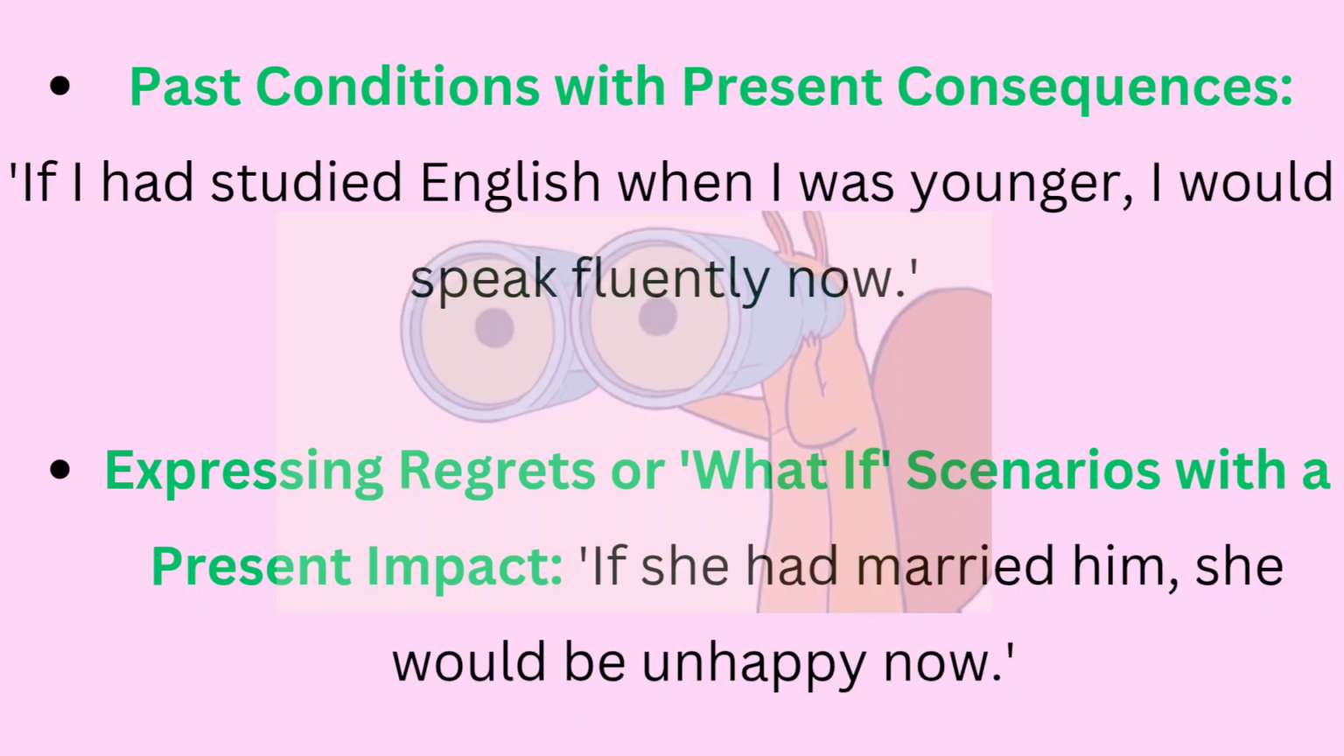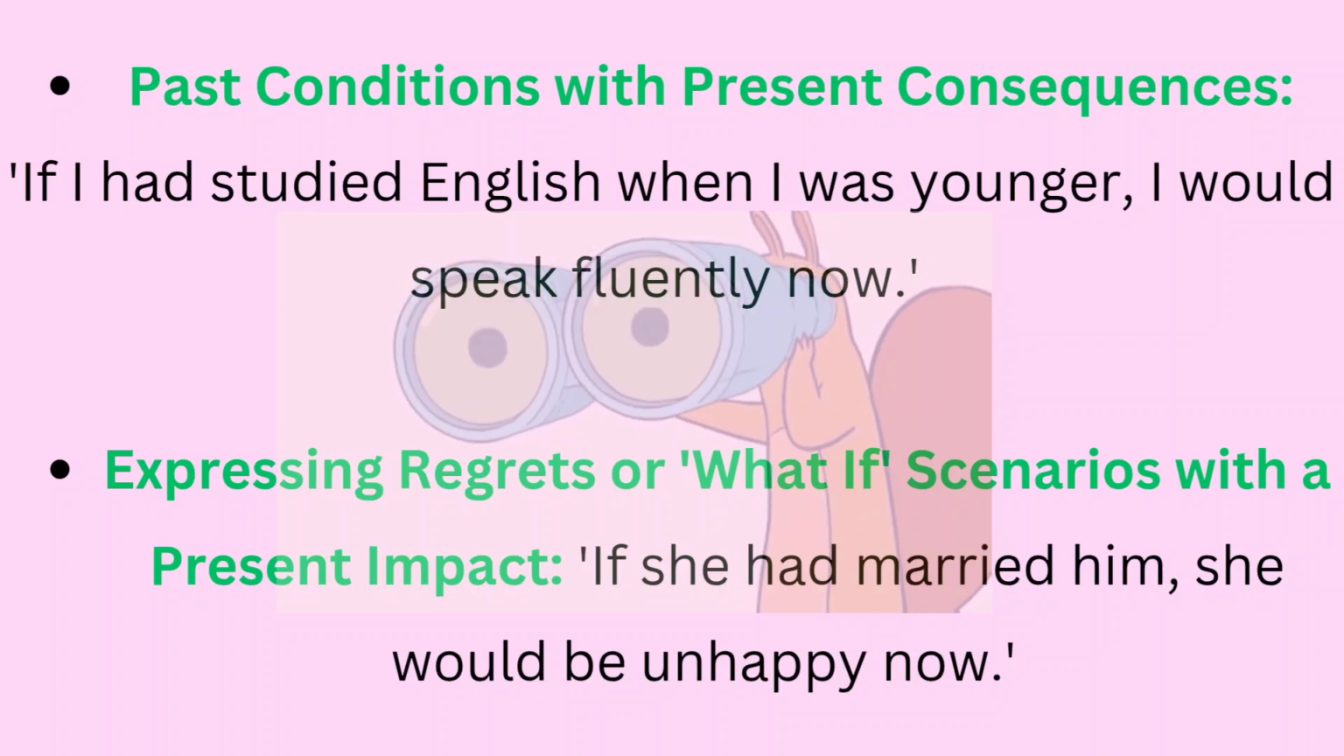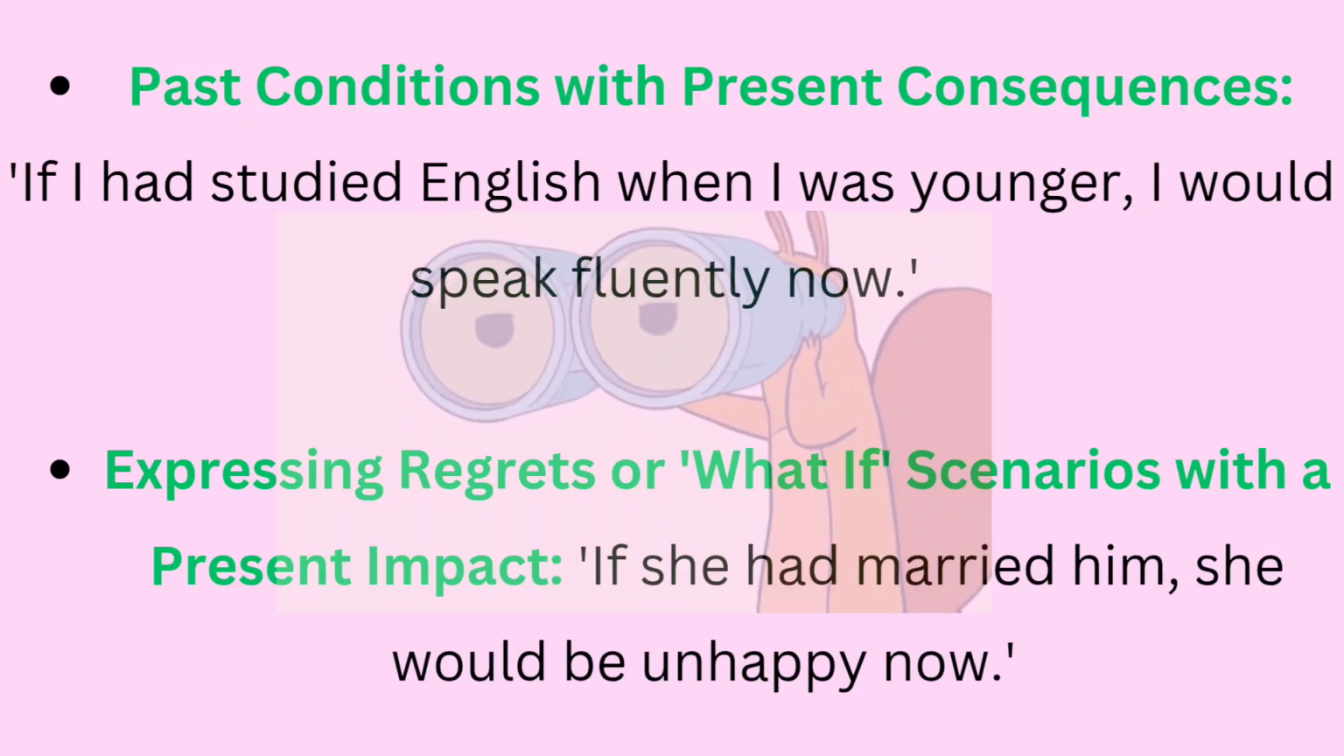And about the next uses. Expressing regrets or what-if scenarios with a present impact. For example, if she had married him, she would be unhappy now. This demonstrates how a past decision could have led to a current emotional state.